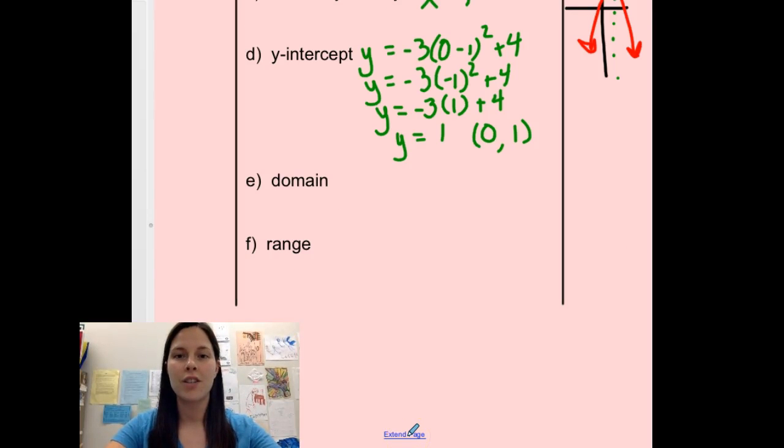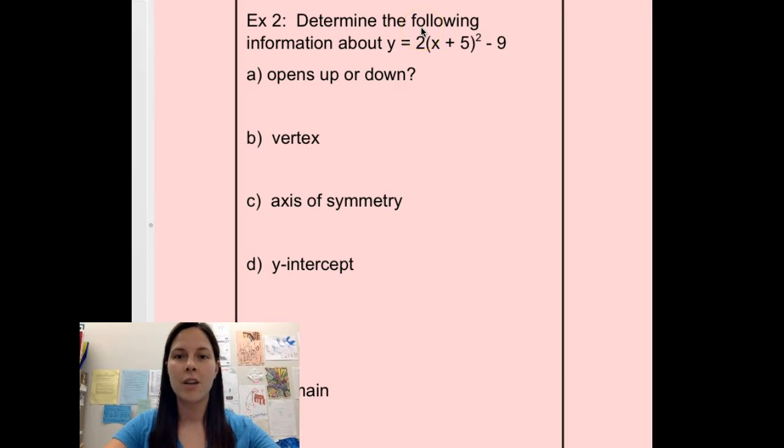Domain and range. Domain for all quadratic functions always is all real numbers. We can square anything. And the range depends on the y-coordinate of the vertex and whether or not our graph opens up or down. Our graph opens down, so y is less than or equal to the y-coordinate of the vertex. We'll take a look at one more in this video, and that'll leave the last example. We'll take a look at that together in class.